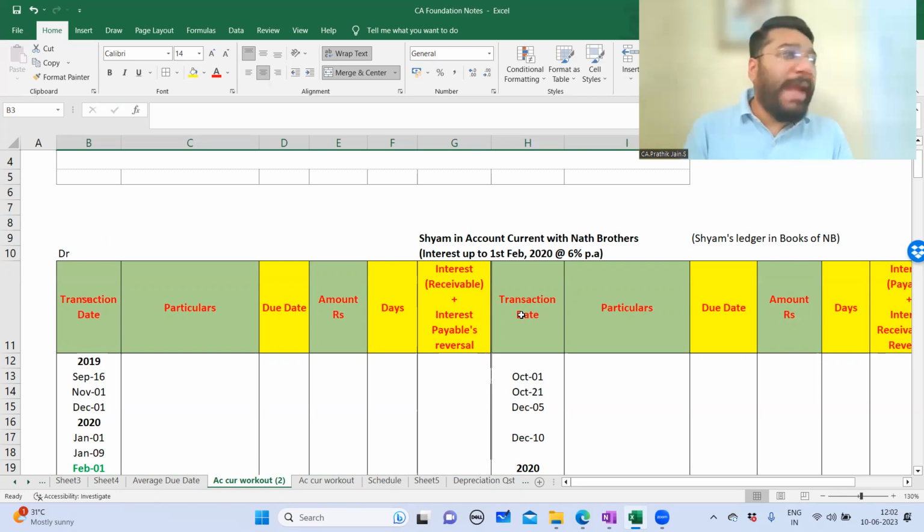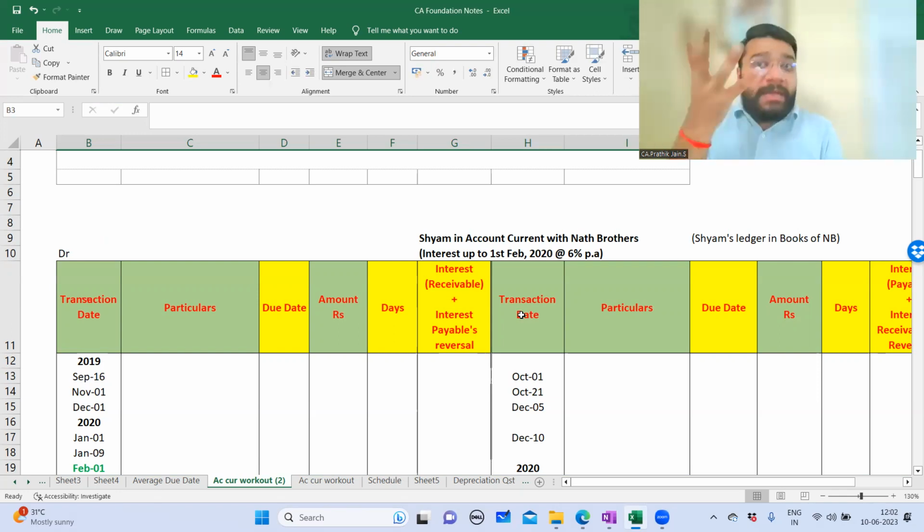Just follow this format. At the end, when you do the balancing of the ledger, automatically the ledger will tell you the total amount that you have to collect from Y. In that, how much is the principal amount? How much is the interest amount?